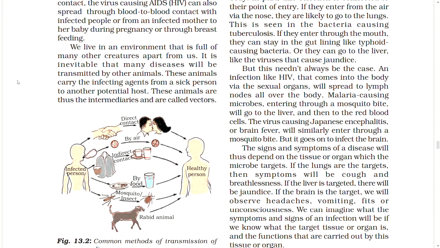But this need not always be the case. An infection like HIV that comes into the body via the sexual organs will spread to lymph nodes all over the body. Malaria causing microbes entering through a mosquito bite will go to the liver and then to the red blood cells. The virus causing Japanese encephalitis or brain fever will similarly enter through a mosquito bite, but it goes on to infect the brain.